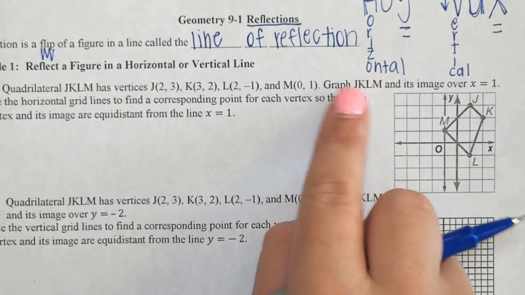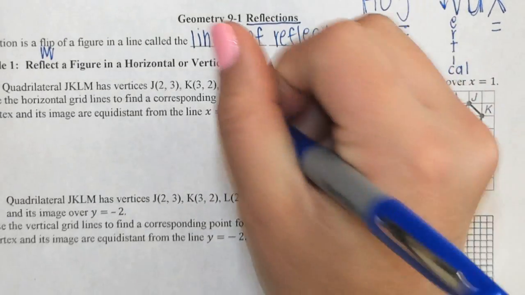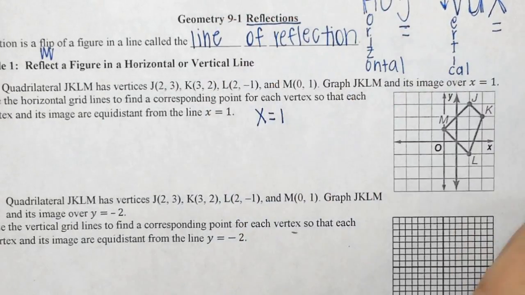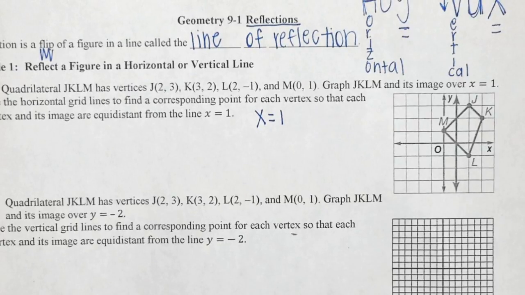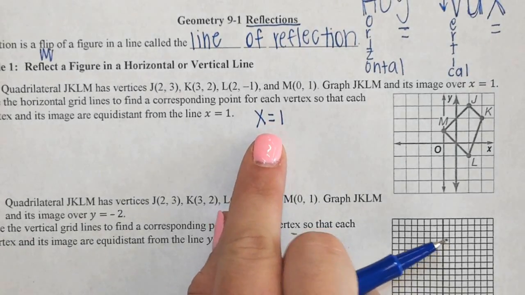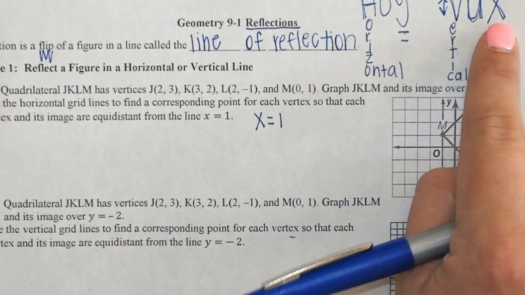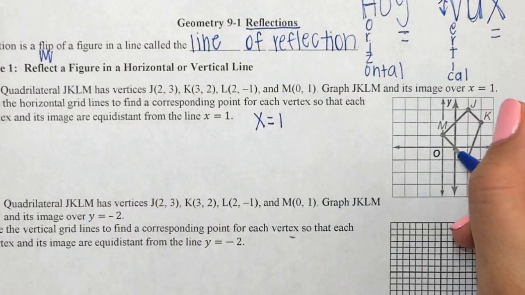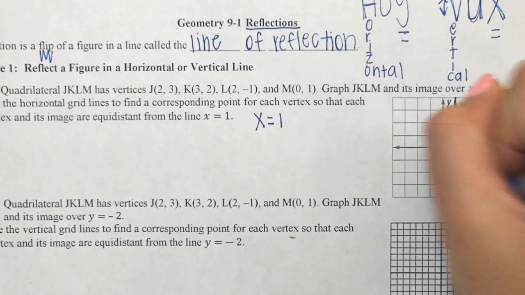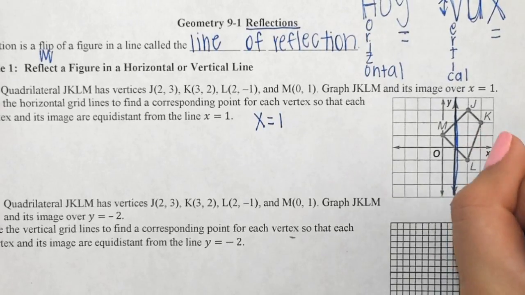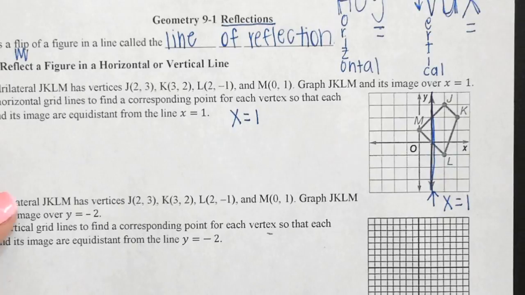It tells you that it wants to graph the image over the line x equals 1. So we have to find the line x equals 1 and flip all of these points over it. They have already graphed this line for us, but if it starts with an x, then what kind of line is it? It's vertical, so you'd go over to 1 and put a vertical line right here. So this line right here is the line x equals 1.